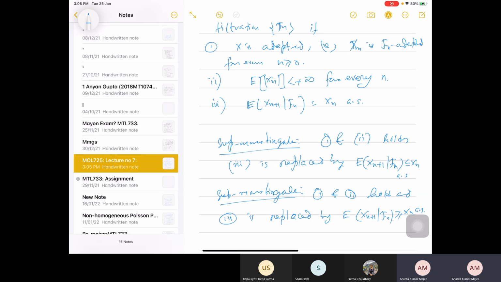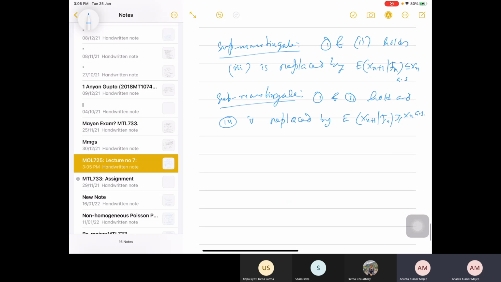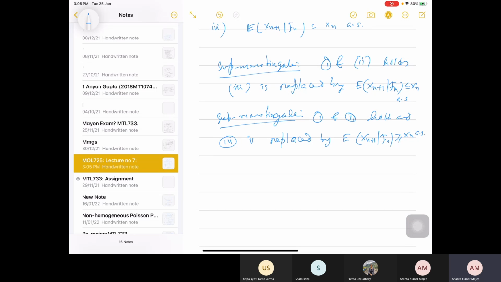So again, if a stochastic process satisfies conditions 1 and 2 and this happens, then you can say that it is a martingale, submartingale, or so on. Okay, let us consider one example, to see whether we can have a martingale or not.